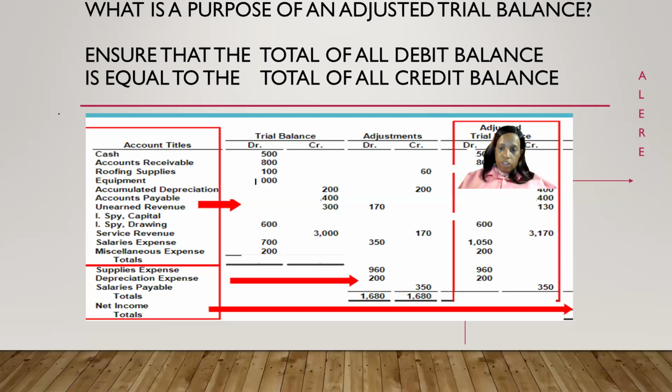In the adjusted trial balance, you have some entries. We have some entries for accumulated depreciation, unearned revenue, and supplies expense. We have depreciation expense and salaries payable. If you look right here in the middle, you will see what we call the adjustments. And we had some practice with that in class.